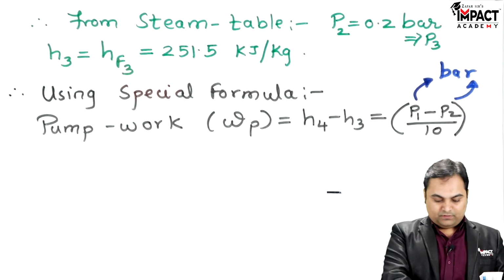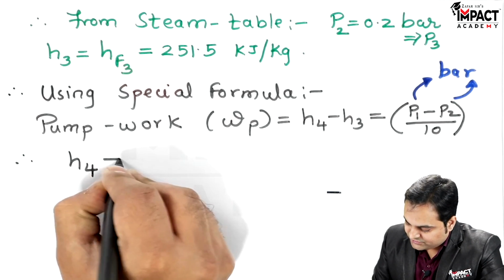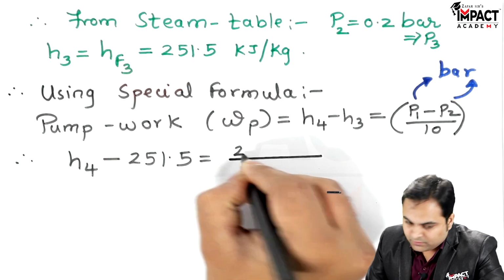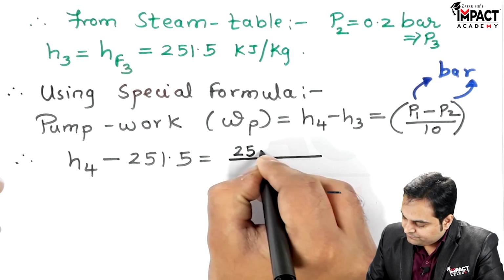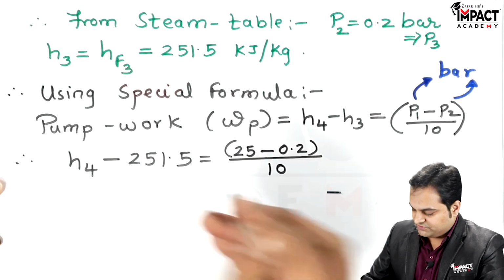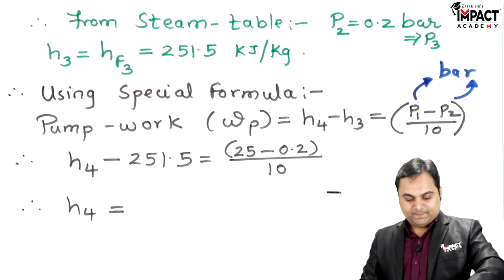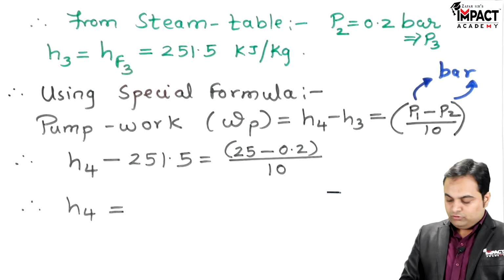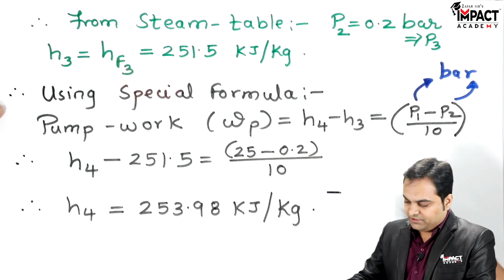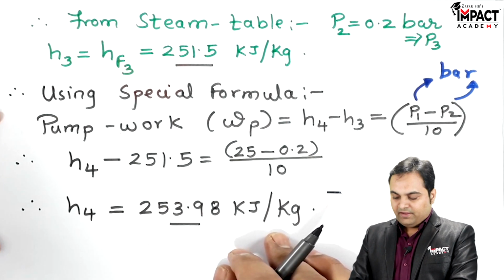So therefore, I can just go on putting the values. H4 is what we have to find out. H3 is there from the steam table. Pressure P1 is 25 bar. P2 is 0.2, divided by 10. So this is the special formula, and from this the H4 value can be calculated. It will come out to be 253.98 kilojoule per kg. Now once the H4 value is also known, all four enthalpies have been calculated.